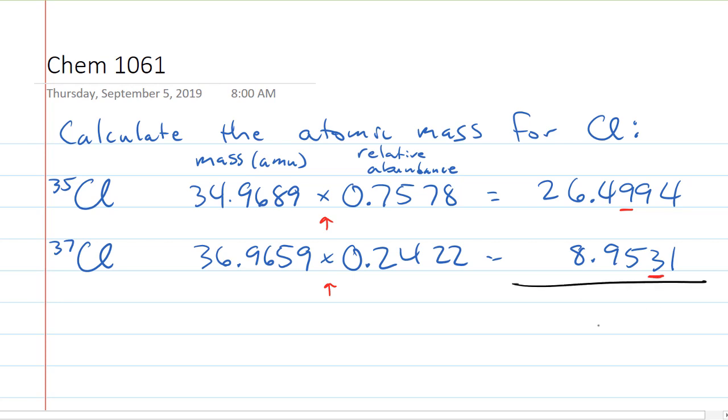If we sum these on down, we take the 26.4994 and add it to 8.9531, and we get 35.4525. But because this here is the uncertain digit, when we add and subtract, we go by decimal places. That tells us that this digit is the uncertain digit.